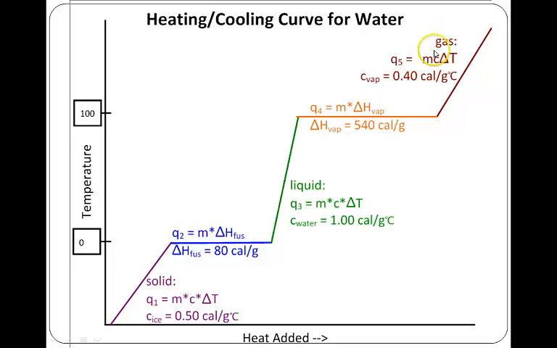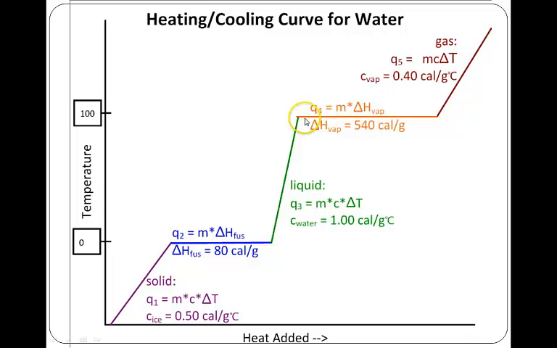Also notice that for gases, for the gas phase, we use the same equation, but now the C value, the specific heat value for a gas or a vapor, is smaller, 0.4. That means gases change their temperature with less heat added. Same thing for solids. They're still using the m c delta T equation, but the specific heat value is 0.5. You do want to memorize this 0.5, 1, and 0.4 value.